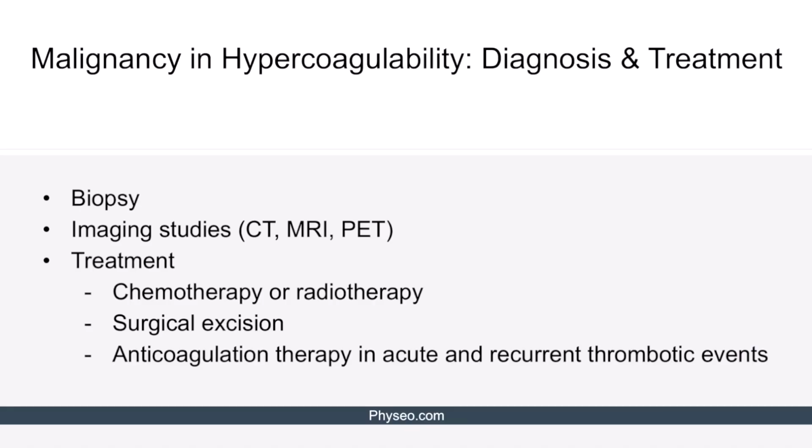Diagnosis of malignancy is typically accomplished by biopsy. Imaging studies such as CT, MRI, or PET may also be helpful in diagnosing the malignancy. The diagnostic approach depends on the specific tumor. Treatment may include chemotherapy, radiotherapy, or surgical excision. Anticoagulation therapy should be administered in a case of acute or recurrent thrombotic events.